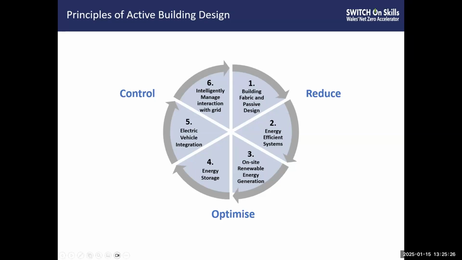Firstly, building fabric and passive design, as well as energy efficient systems, can be grouped into what's called reduce, and this is not only reducing the energy required to heat and run the building, but it also optimizes the energy systems so that they're running efficiently and therefore reducing the operational energy.